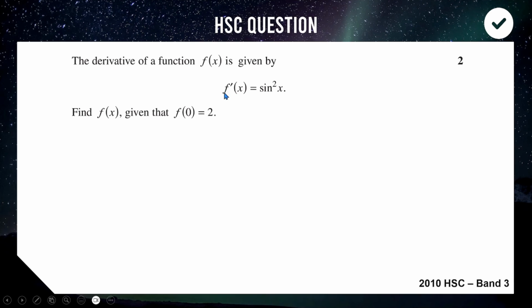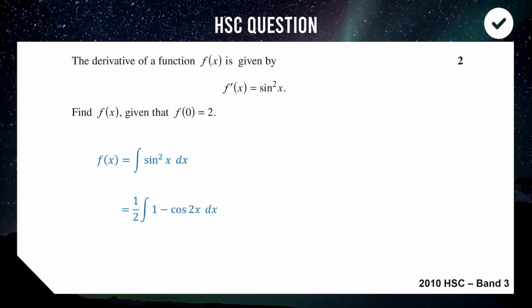So we have the derivative of a function is sine squared, and we want to find the original function, given that the function evaluated at 0 is equal to 2. All right, so if we want to go from a derivative back to an original function, we want to do differentiation in reverse, which means we need to do some integration. So the function is going to be the integral of sine squared x dx, okay? And sine squared is an integral we've done many times today already. We make our substitution and write sine squared as a half of 1 minus cos 2x.